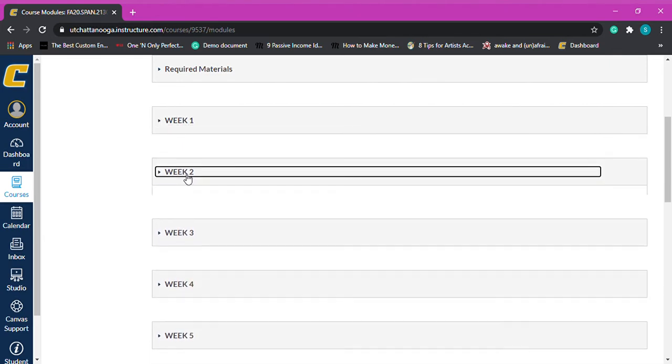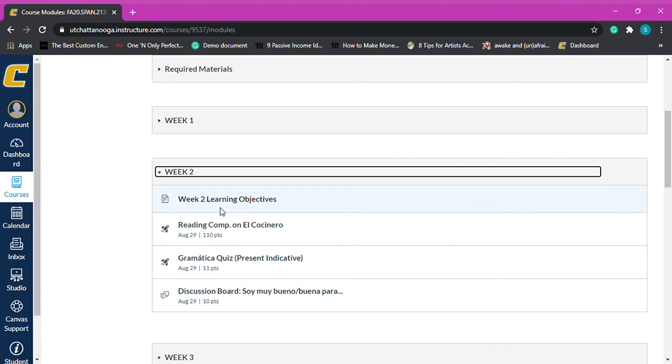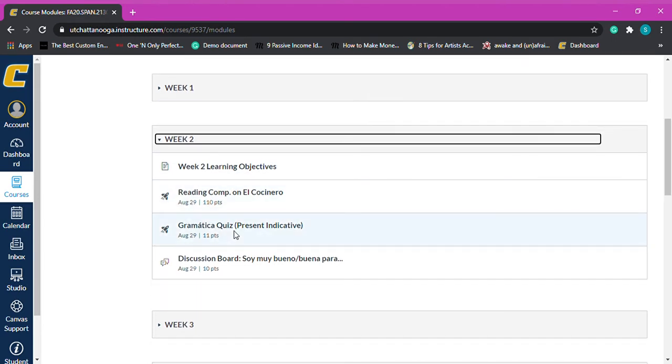Then for week 2, our objectives are to complete the grammar quiz, to read El Cocinero and be able to remember what the specifics were that went on in the story, and complete the discussion board while being able to distinguish the difference between saber and cocinare, and to understand indicative and reflexive verbs.